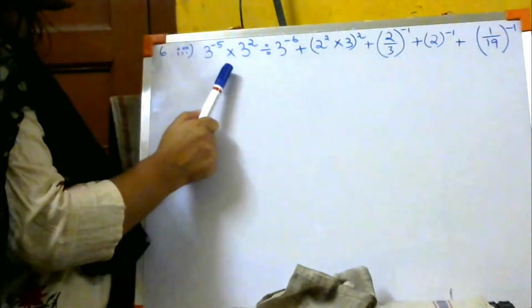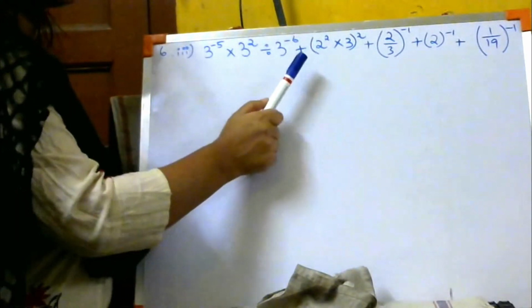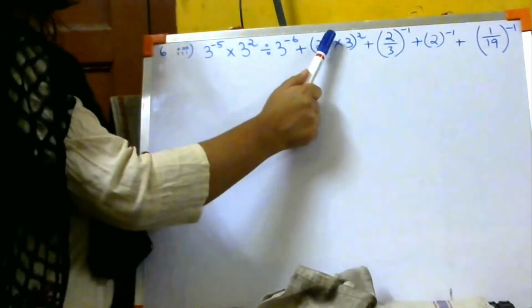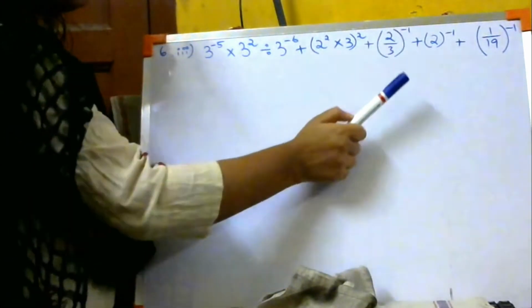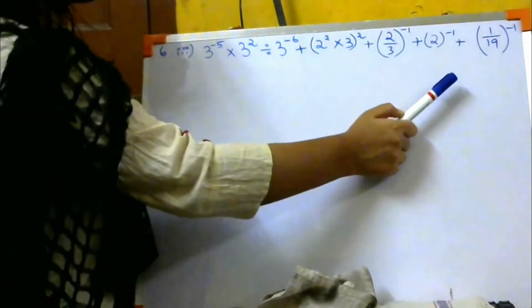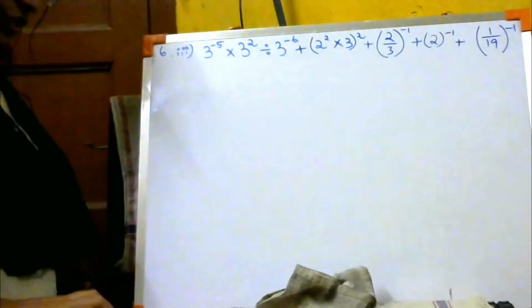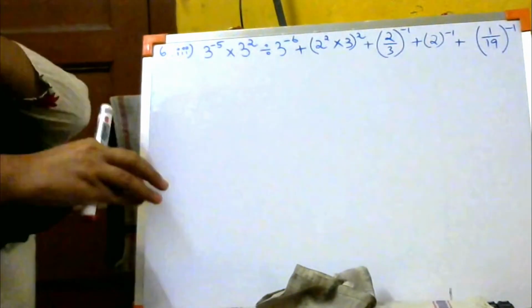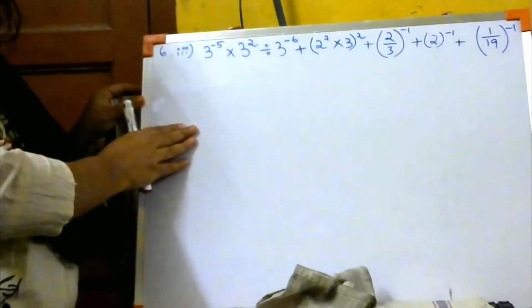3 to the power minus 5 into 3 square division 3 to the power minus 6 plus, in the bracket, 2 square into 3 whole square plus 2 by 3 to the power minus 1 plus 2 to the power minus 1 plus 1 by 19 to the power minus 1. This is the sum. So let us solve the sum. I'll do it part-wise. So I might erase the board and then again start writing.